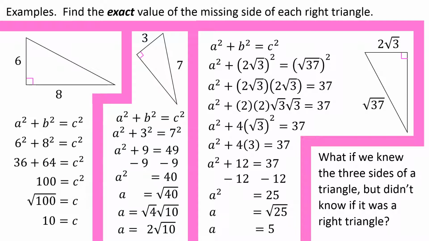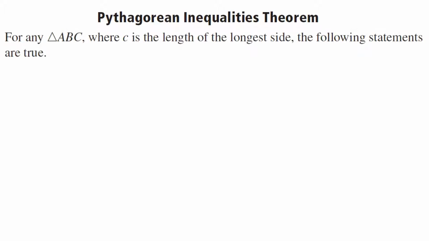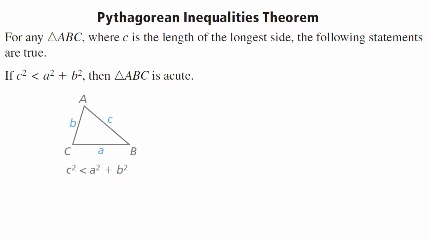But what if we don't know the nature of the triangle? What if we don't know whether or not it's a right triangle? But we do know the 3 sides. What can we do then? Okay, a squared plus b squared does not always have to equal c squared. Now, notice that c will have to be the longest side of the triangle, but not necessarily a hypotenuse. Sometimes c squared isn't quite large enough. If c squared is less than a squared plus b squared, we're actually looking at an acute triangle.